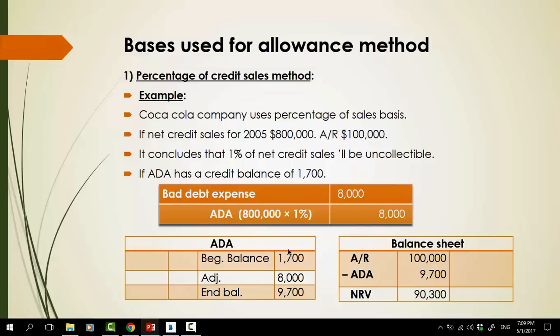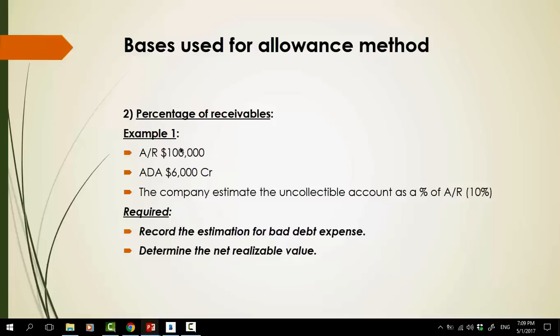Let's make the T account for the allowance for doubtful account. ADA credit balance 1,700 and adjustment for 800. Then the ending balance will be $9,700. Okay. The second method for recording the estimation is called percentage of accounts receivable. I will explain, then we will solve a problem about it.